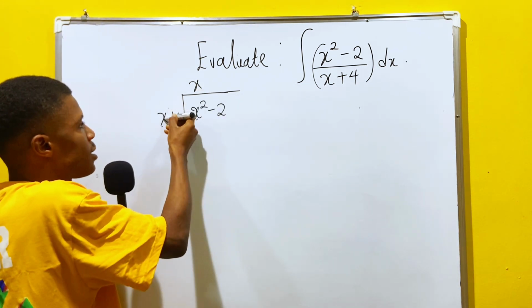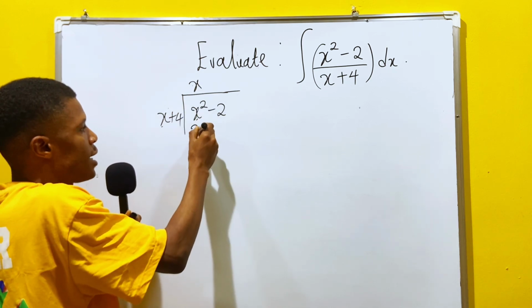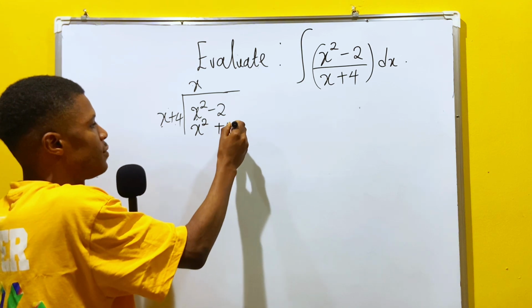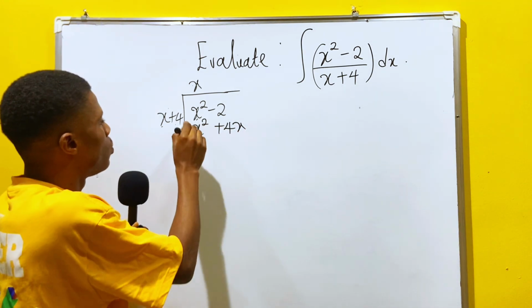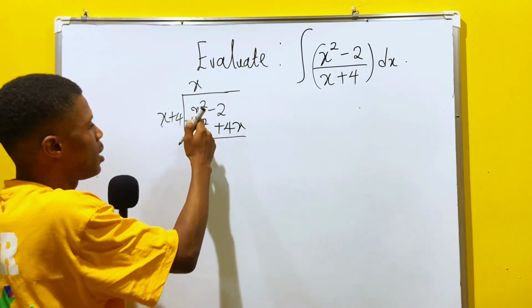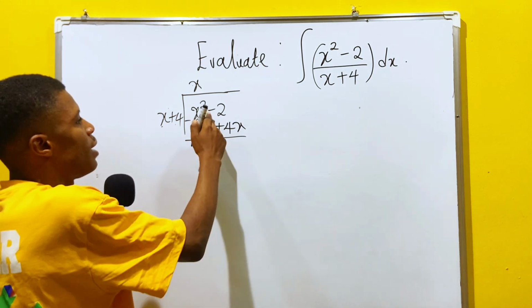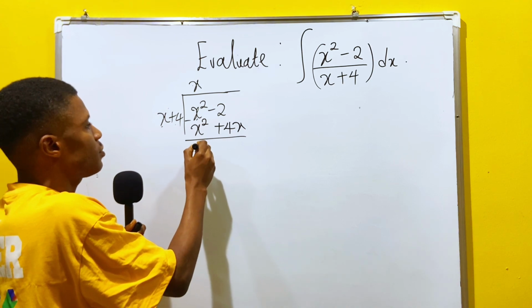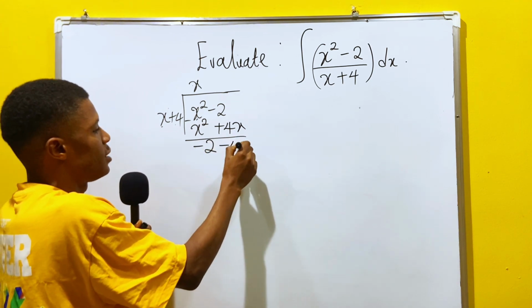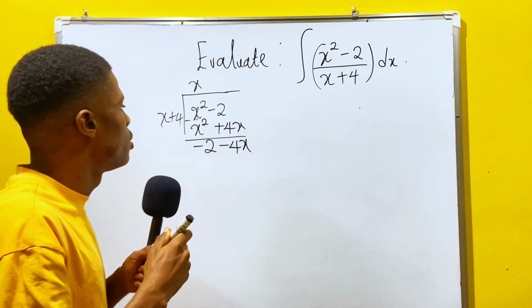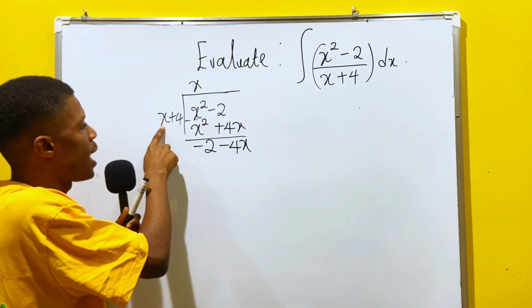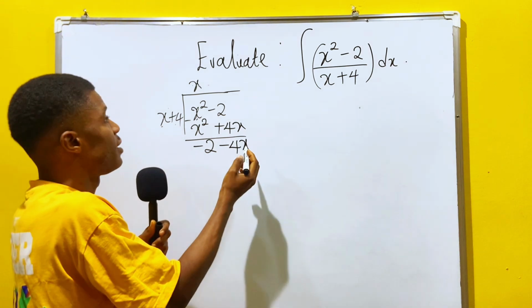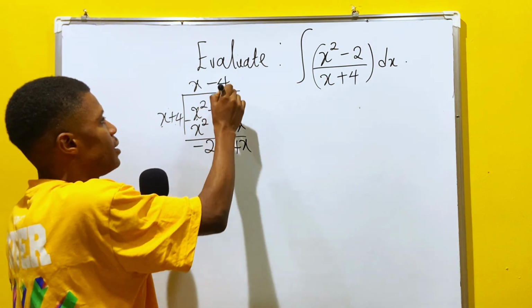So x times x squared, x times x is x squared. Then x times plus 4 will give you what? Plus 4x. Okay? So we subtract. If we subtract, x squared minus x squared is 0. Then minus 2 minus plus 4x is going to be minus 2 minus 4x. Okay? So the next thing we do, we are going to use x to divide this. So x into minus 4x is giving you minus 4. So we write minus 4.